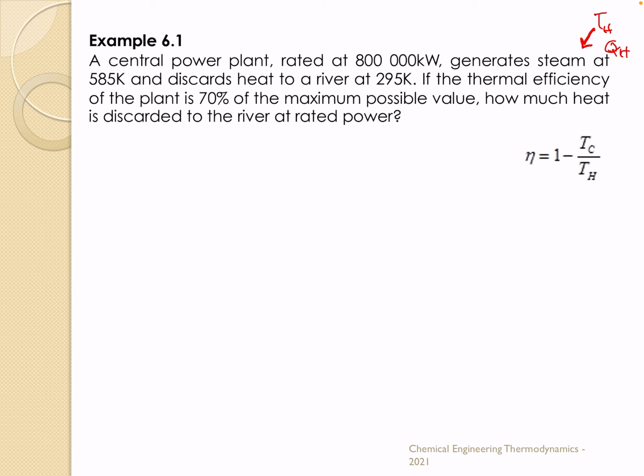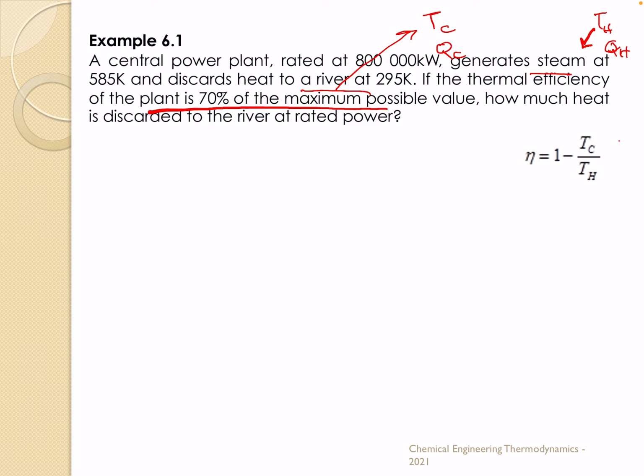295 Kelvin. So we've seen the steam, then the river will be the cold reservoir, or place of low temperature, so that would be QC. If the thermal efficiency of the plant, this is important, is 70% of the maximum possible value, how much heat is discarded to the river at rated power?